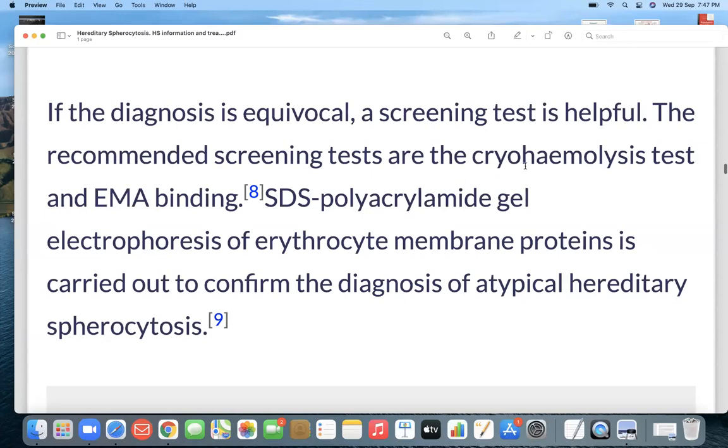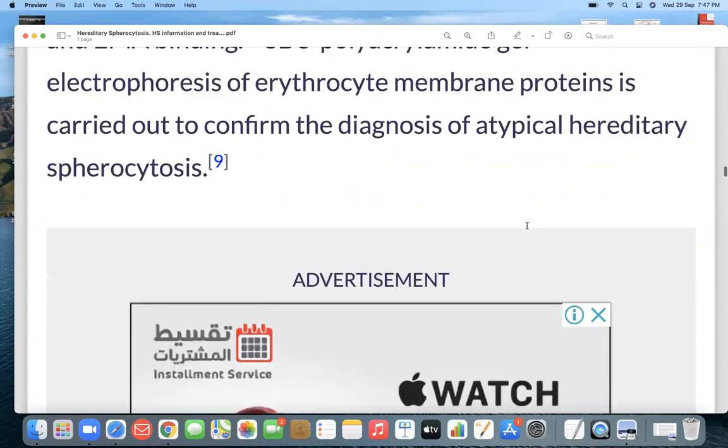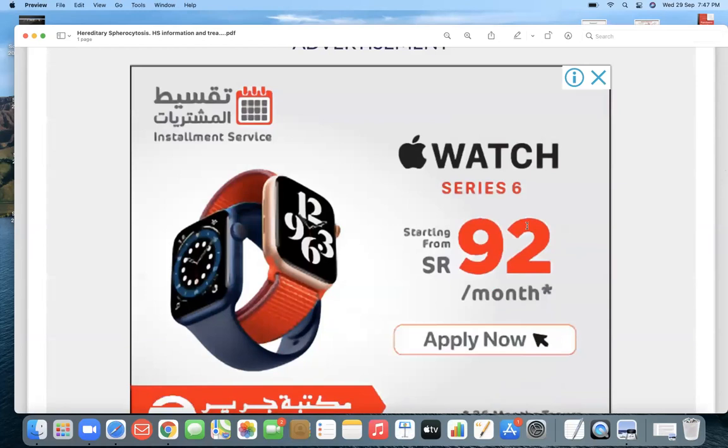There are two tests he's mentioning. One is the cryohemolysis test, like the osmotic fragility test. This is also a hemolysis test, the cryohemolysis test, and EMA binding. As I understand, cryo means cold, so maybe under cold there can be hemolysis. I'm not sure. We can go back and check these two tests, cryohemolysis and EMA binding test, okay? Because they will ask you in investigations for this case, you should know.